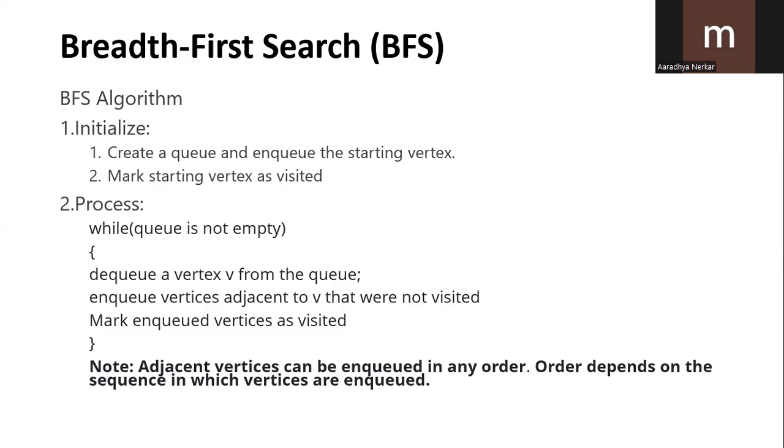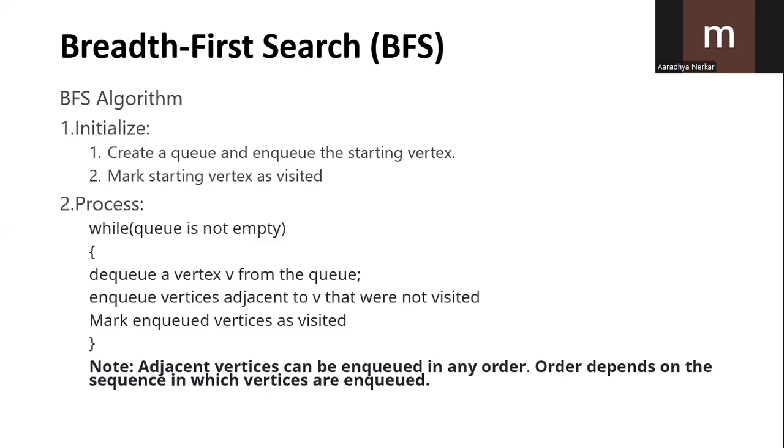Now, in breadth first search, it starts at a given node, explores all its immediate neighbors first, then their neighbors, and so on, like ripples in water. Thus, it explores a graph level by level. To keep track of what to explore next, BFS uses a queue data structure which works on first in, first out principle. It also keeps a record of visited nodes to avoid going in a circle.